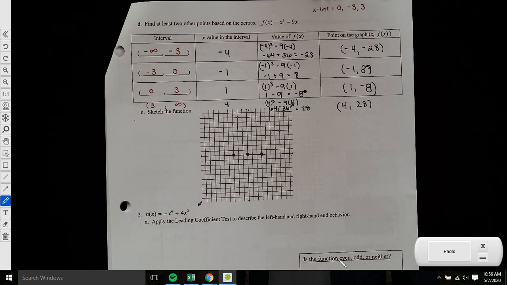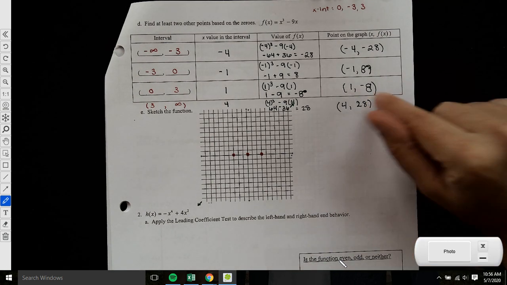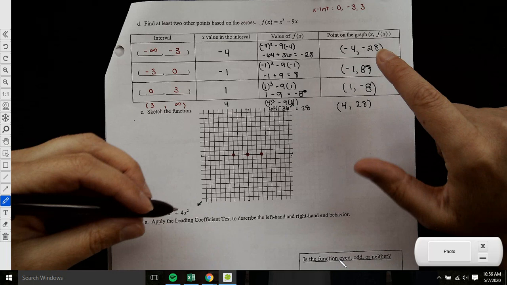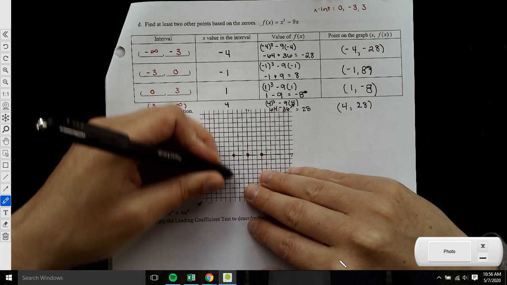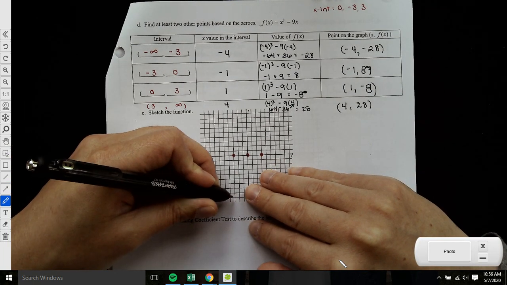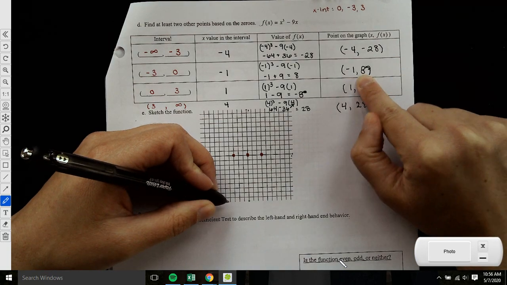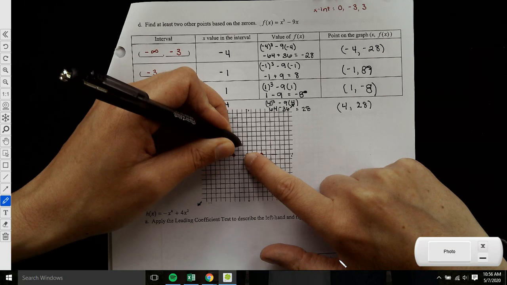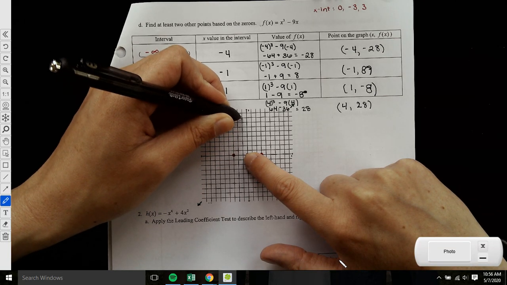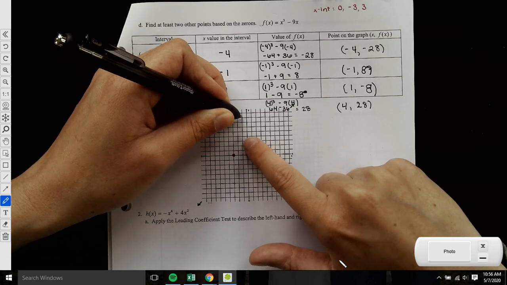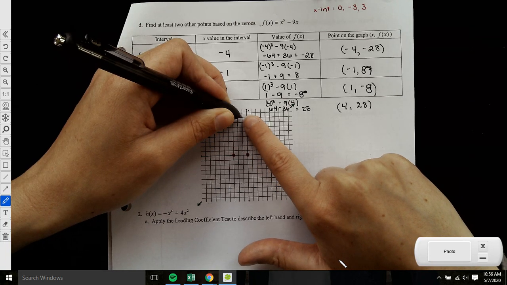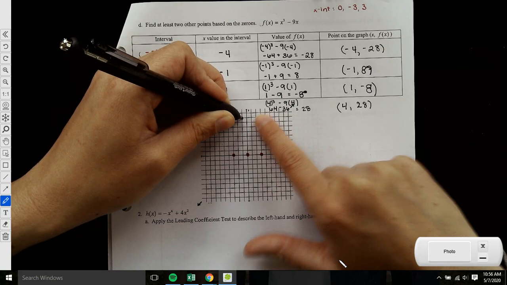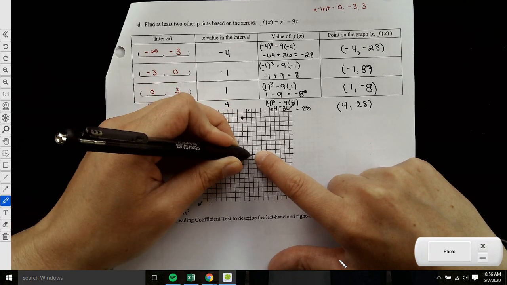So once you know what's happening between each point, now you're going to plot these points. So I know I can't plot these ones, but what I do know is that it's going to go down pretty steeply over here. I'm just going to plot the points that fall on the graph. So -1, 8. And then 1, -8.